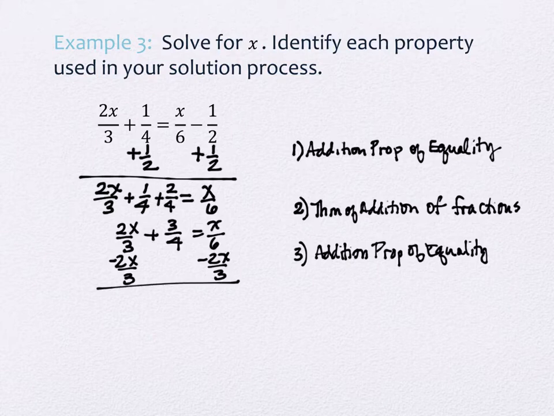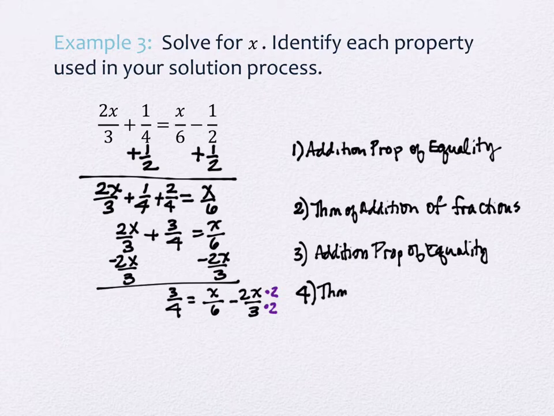All right, so I have 3/4 on the left. And right now I have x over 6 minus 2x over 3. So what am I going to do with that next? Yeah, common denominator again. So it's friendly enough to multiply the denominator and the numerator by 2 here. And inherent in doing so, I didn't write this down before, so I will write this down here. This is the theorem of addition, again.